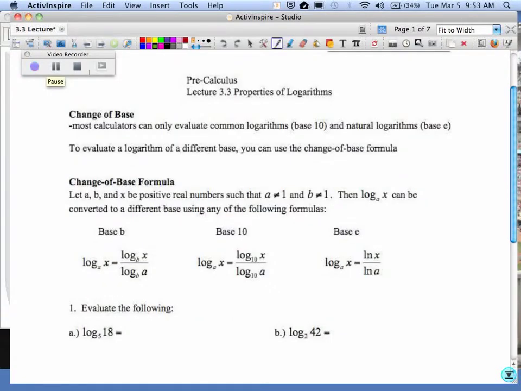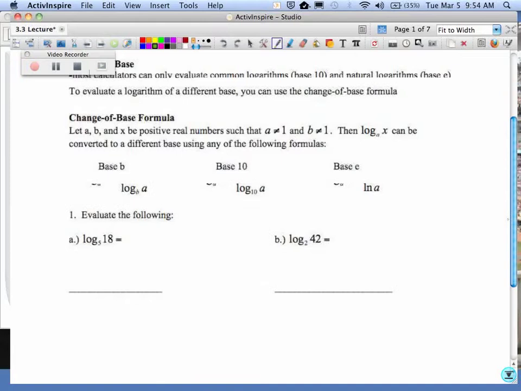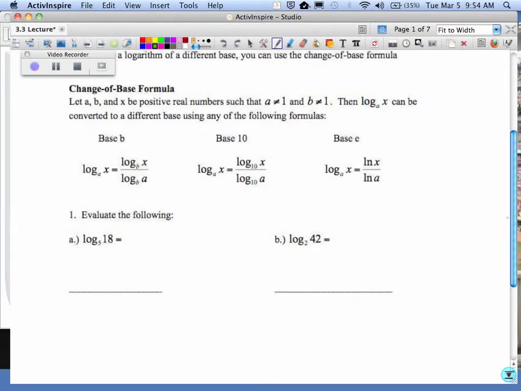Staying with some more properties of logarithms. We're talking about a change of base formula, which for most of you is an easy way to solve exponentials, logarithms, where it's not base 10, which is on your calculator, or base e, which is that natural log that's on your calculator. So what this is telling you is you can switch it out by putting the base on the bottom.